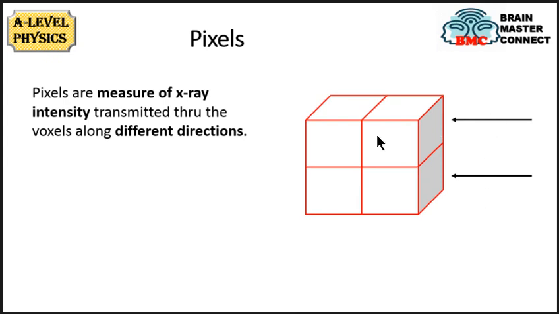So when this X-ray strikes on the Voxels, the intensity of the image formed in this Voxel here can never be the same as that of this, and can never be the same as that of this, as well as that of this. So there's going to be a difference or variation in the intensity of the image on each of the Voxels.